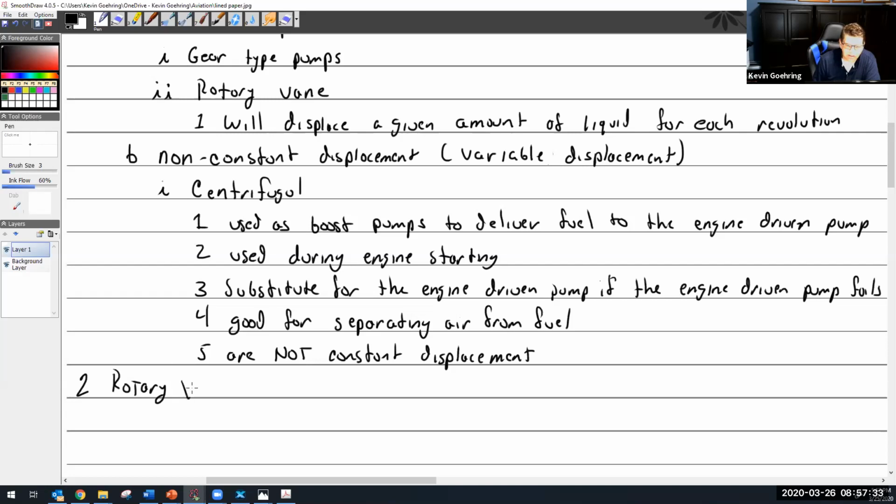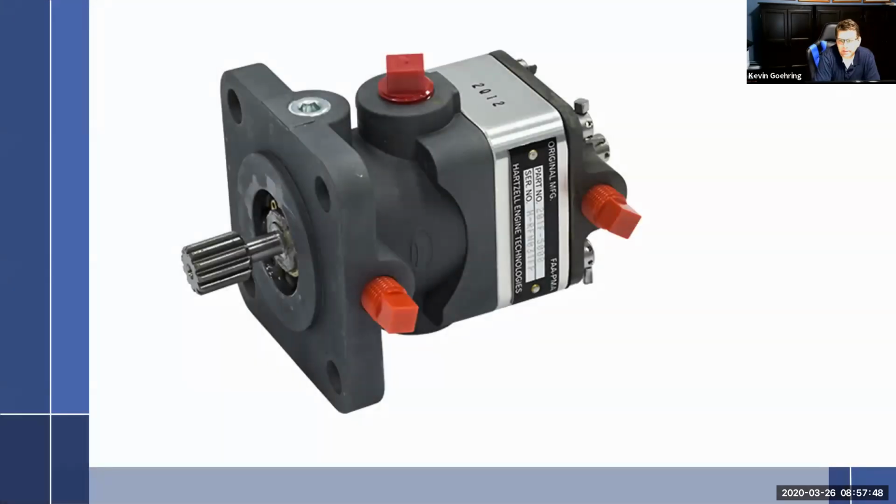So, rotary vane pump. Let's see here. This is my rotary vane pump, and they haven't really changed what they look like in a very long time. It is in fact engine driven. That's what this is down here. That slides into a gear in the interior of a gear shaft, and so it's driven right there.